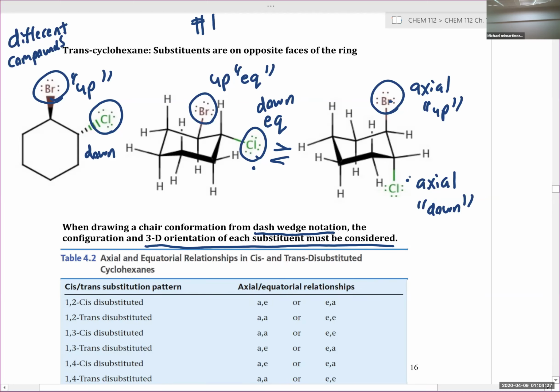All of your substituents will flip, yes. So all of your substituents flip from axial to equatorial. We just can't see it for the hydrogens because the hydrogens are identical. But yes, that's a very good point. All of your substituents flip.